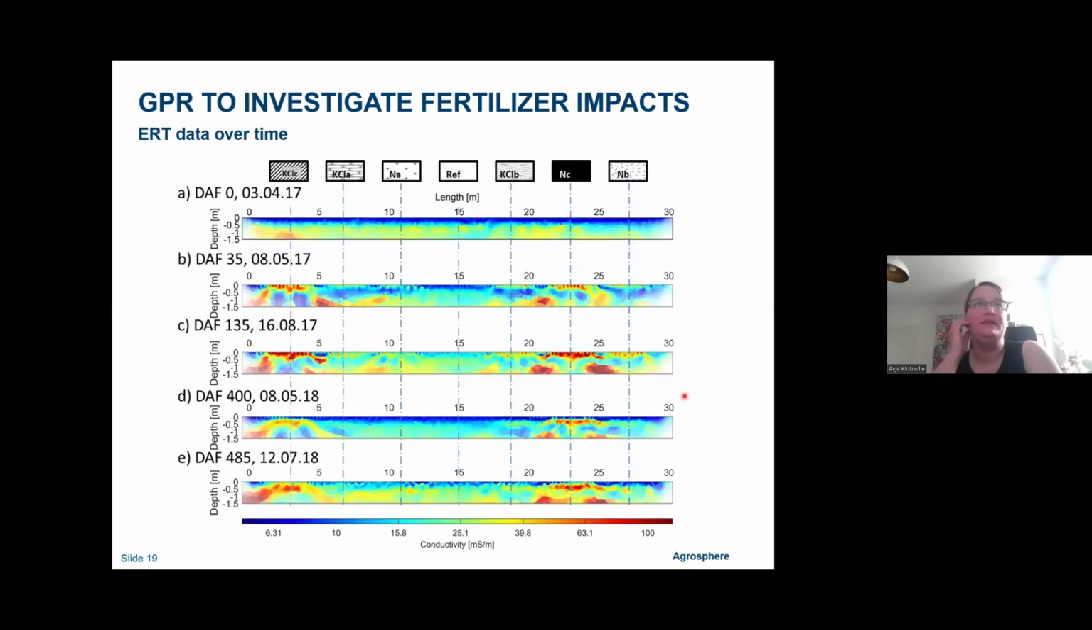Looking at the ERT, so we had 5 ERT profiles, so it's the same profile, but 5 time steps, that we can also see here the changes over time. So here in the beginning, we see it's quite homogeneous, as we were hoping for from the EMI data.